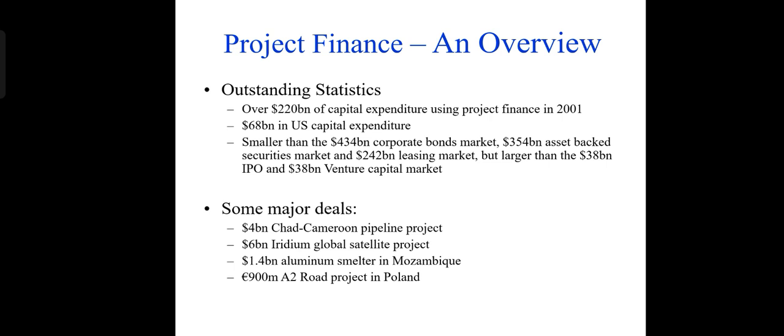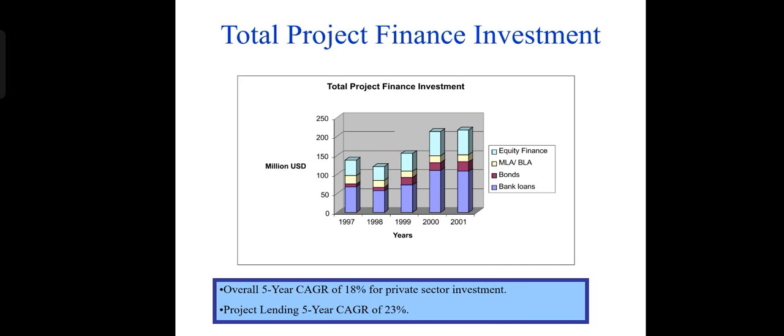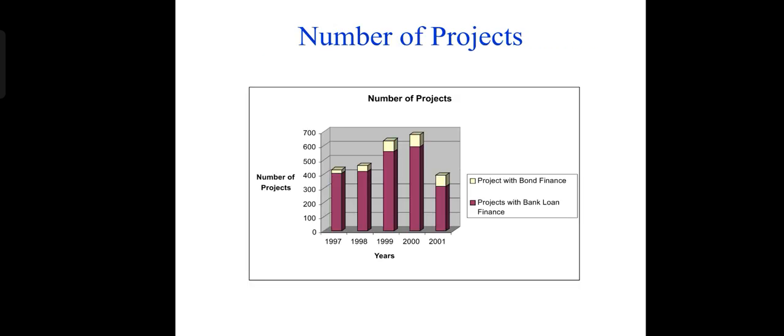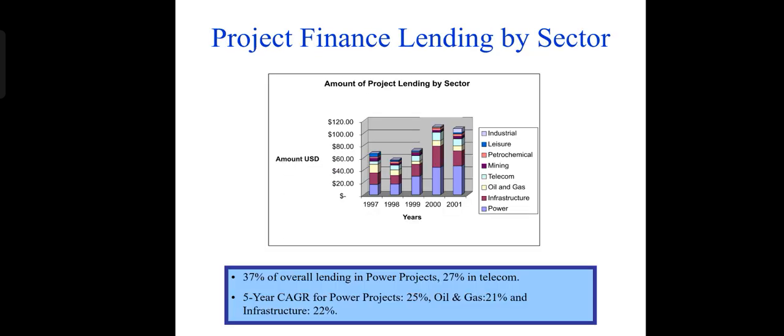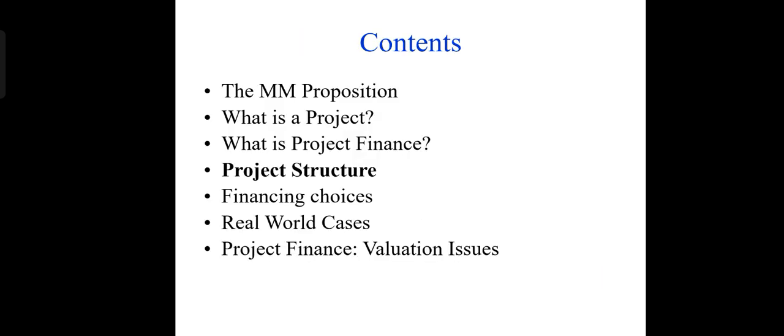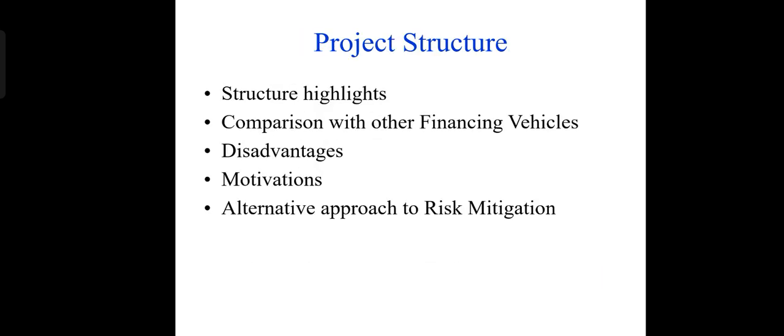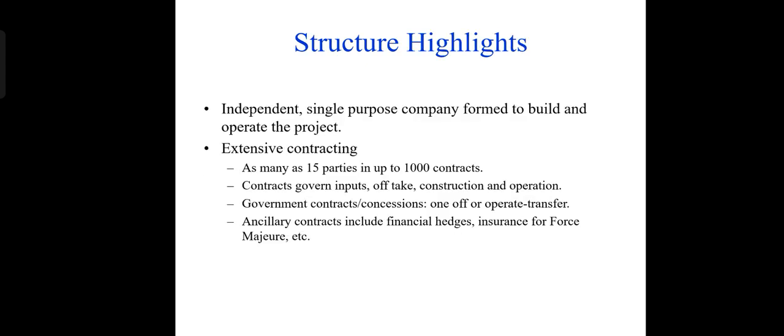Project finance, an overview. These are the examples for outstanding statistics and some major deals. These are the examples for total project finance investments, the number of projects graph, lending by type of debt, and project finance lending by sectors. The project structure elements or structure highlights, comparison with other financing vehicles, disadvantages, motivations, alternative approach to risk mitigation.